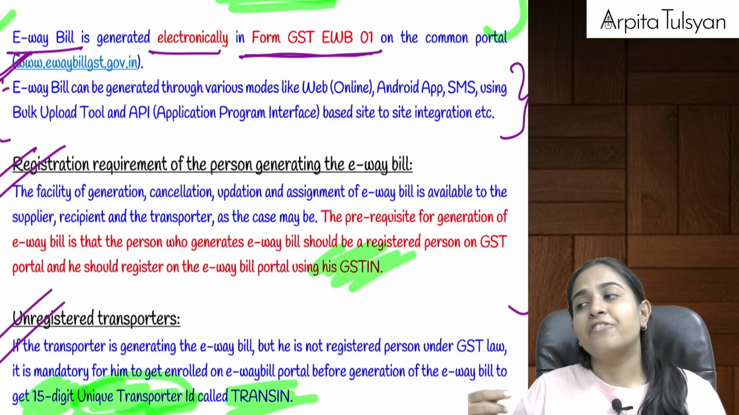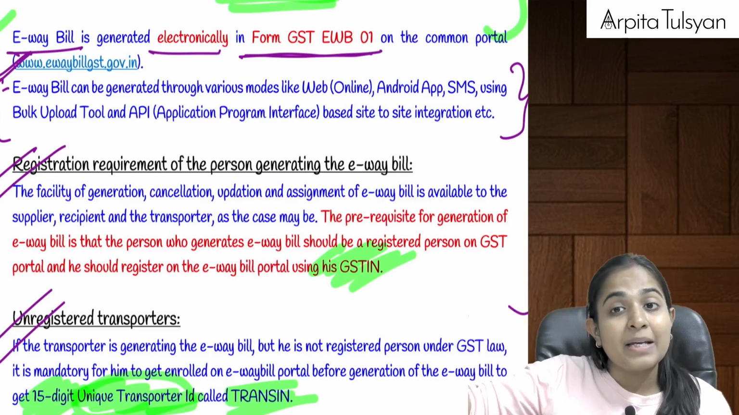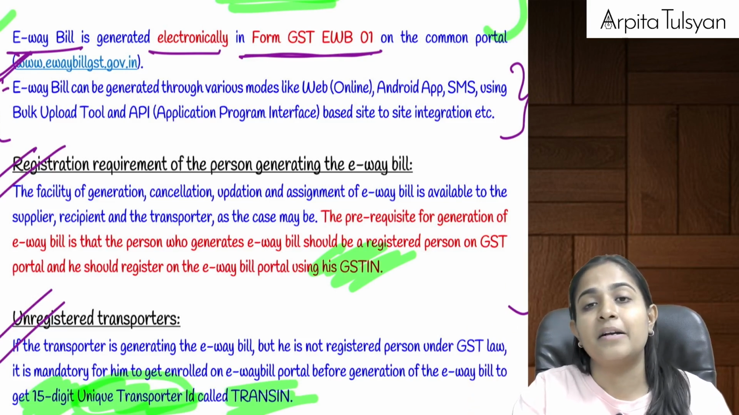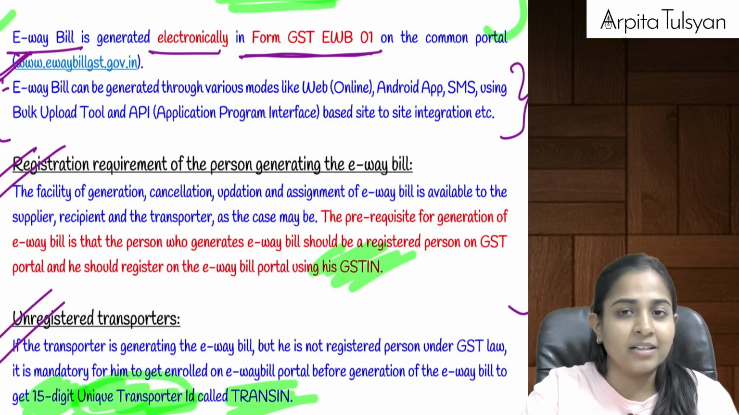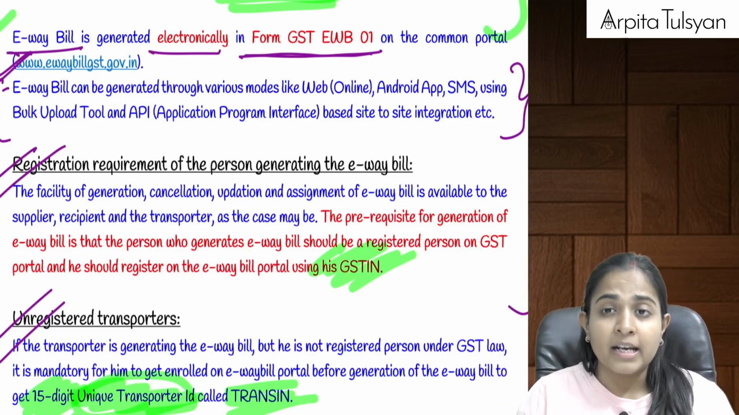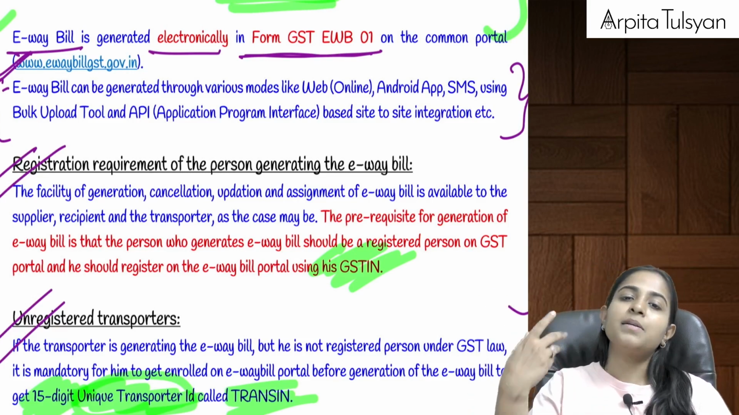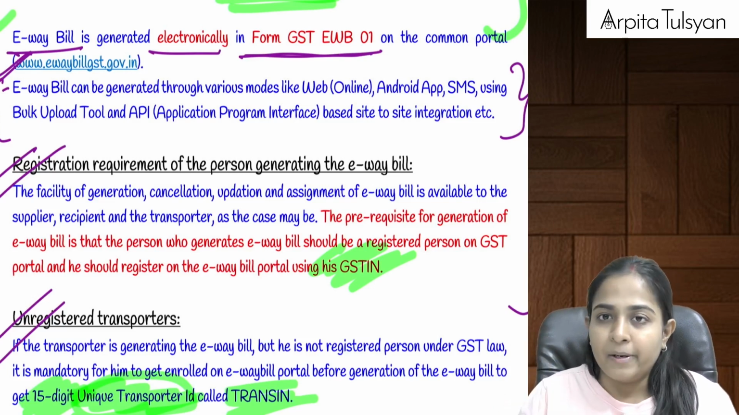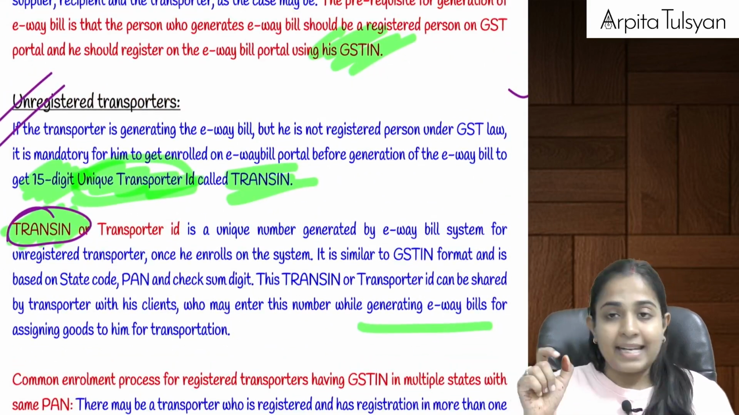But suppose the supplier is an unregistered person, but the recipient is a registered person. If the recipient is a registered person, then in such a case, the e-way bill will be generated by the recipient. Let's say both of them are registered persons, but the transportation is arranged by the recipient. Then the recipient is going to generate the e-way bill part A.